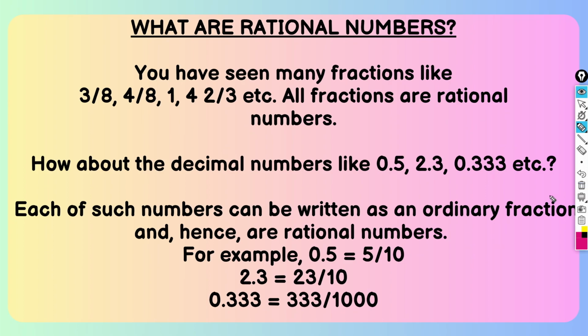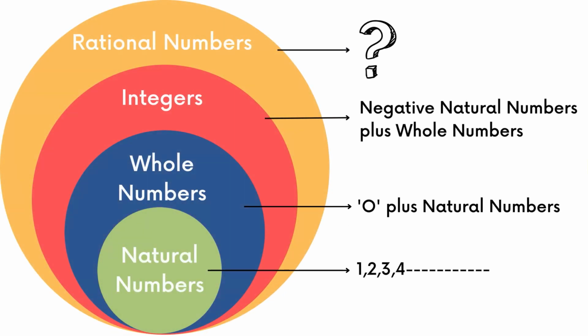Now we'll go back to the figure which I showed you in the first. So we know that natural numbers are 1, 2, 3, 4, etc. Whole numbers are 0 plus natural numbers. Integers are negative natural numbers plus whole numbers. We have also seen what rational numbers are. These are numbers which are in the form of p by q. This figure says integers are also rational numbers.